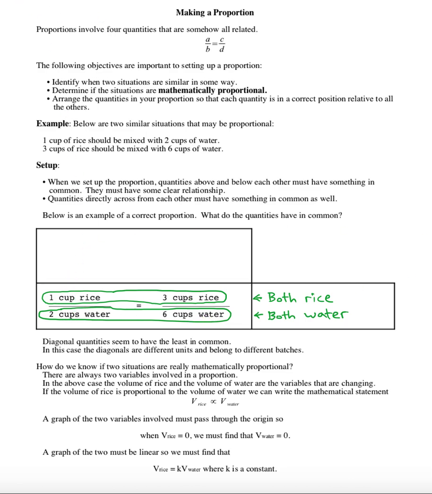But also, it says that things which are above and below each other have to have something in common too. So what do these have in common? So these would both belong to the smaller batch, where the 1 cup of rice here gets literally mixed with those 2 cups of water in a single pan. That's what they have in common. Similarly, over here, 3 cups of rice would mix with those 6 cups of water to make the larger batch.